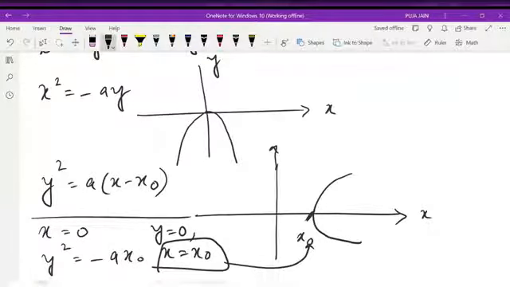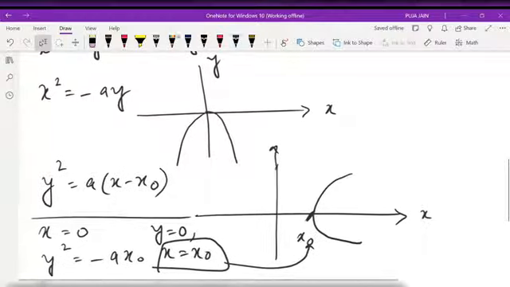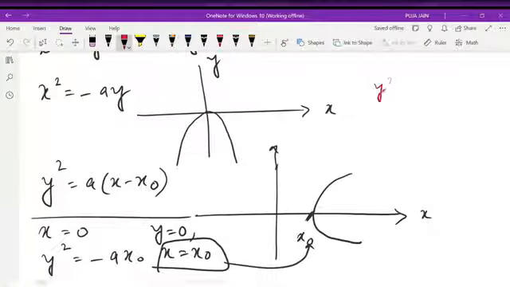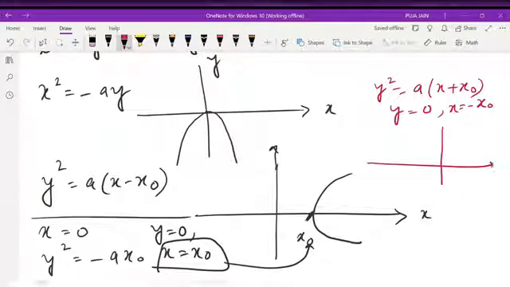Now if it was said that y square equals a times x plus x naught, then when y equals 0, x is minus x naught. Then our graph will be shifted along the negative x-axis. This is minus x naught.